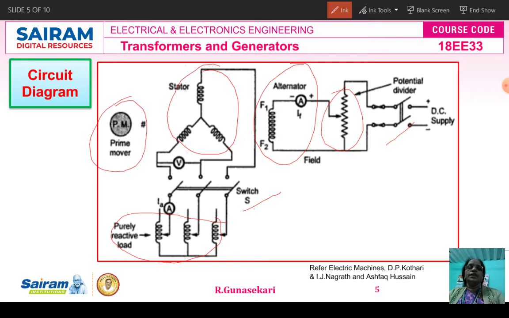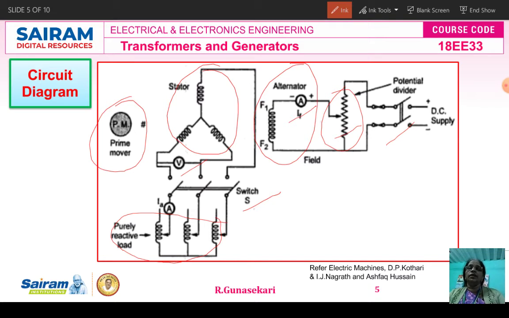The ammeter is connected in series with the field winding, and then the voltmeter is connected between any two phases of the armature of the alternator. The field rheostat is connected in series with the field winding of the alternator. This is the connection. First, the connections are given as per the circuit diagram.